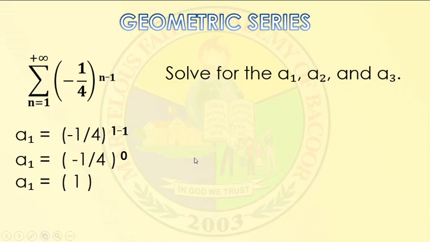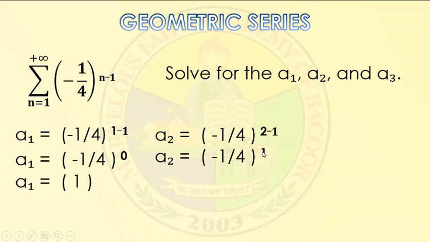Okay? So, for the value of the second term, we have a sub 2 equals quantity negative 1/4 raised to 2 minus 1. Okay? So, dito, ang n natin ay equals to 2, kasi hinahanap na natin yung second term. Kaya yung n natin ay 2. 2 minus 1, the answer is 1.